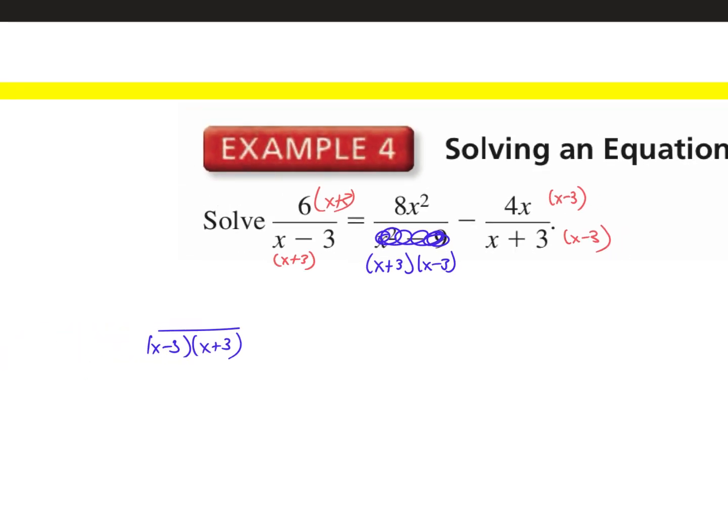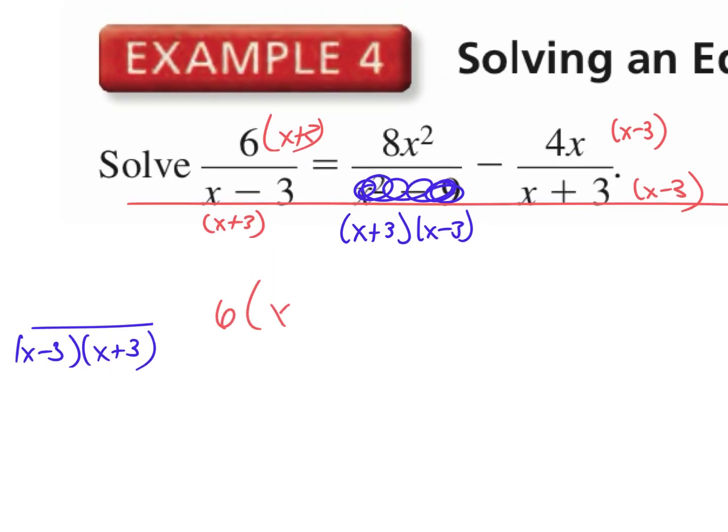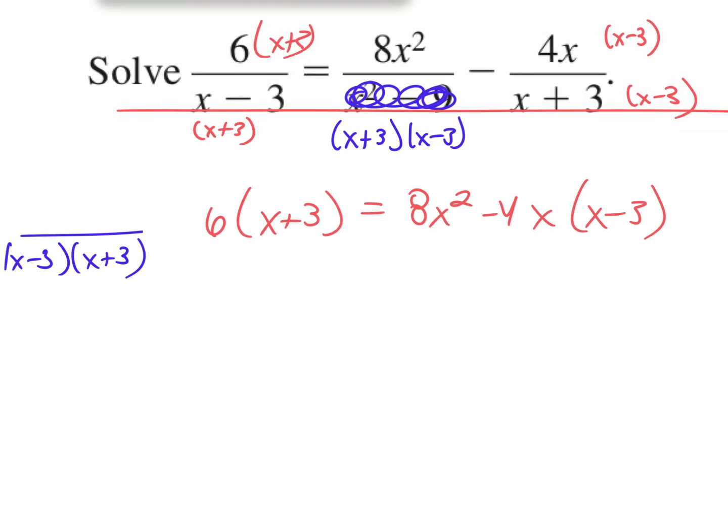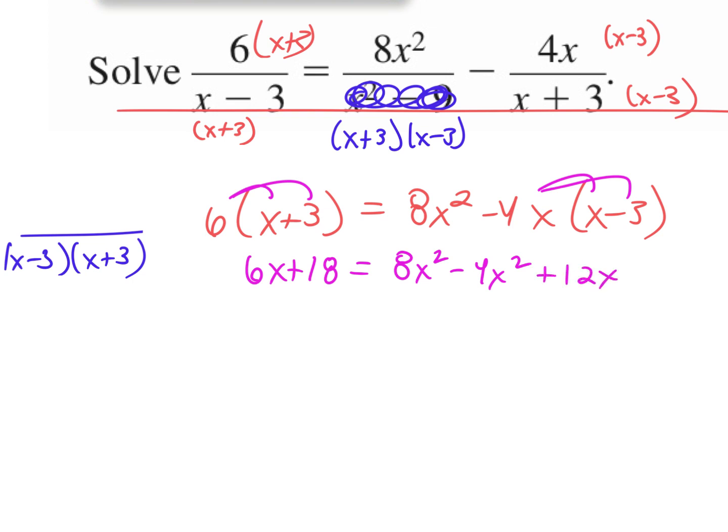Now that my denominator is the same, I can disregard it. I don't have to worry about it right now. Now I'm going to write out what I have in the numerator. 6 times x plus 3 equals 8x squared minus 4x times x minus 3. Here comes algebra. Let's distribute. So 6x plus 18 equals 8x squared minus 4x squared plus 12x. You guys agree? Okay. So we can combine these two and make it 4x squared.